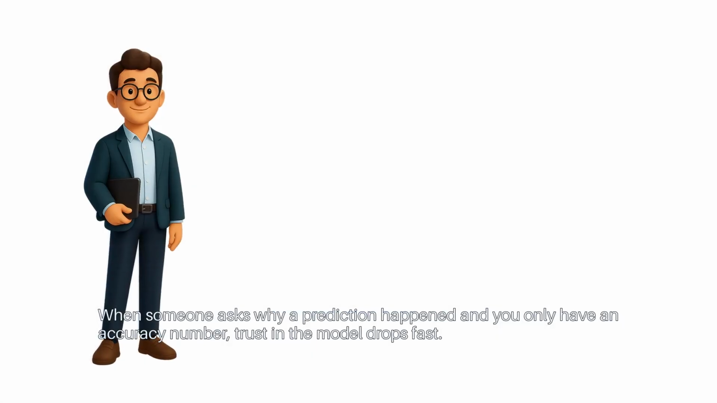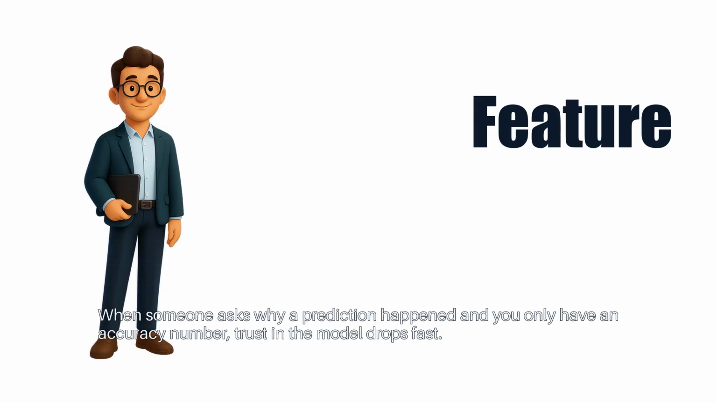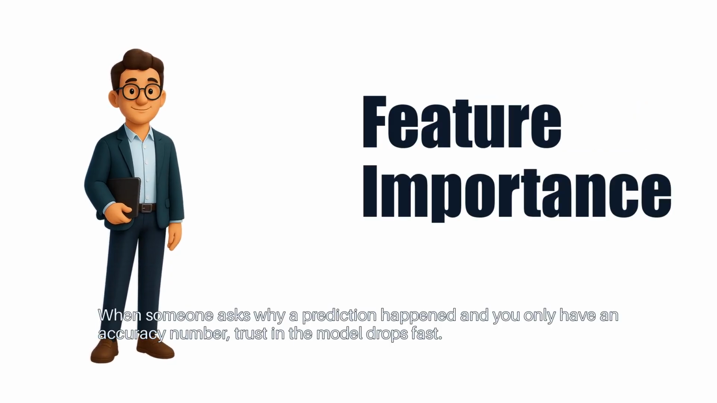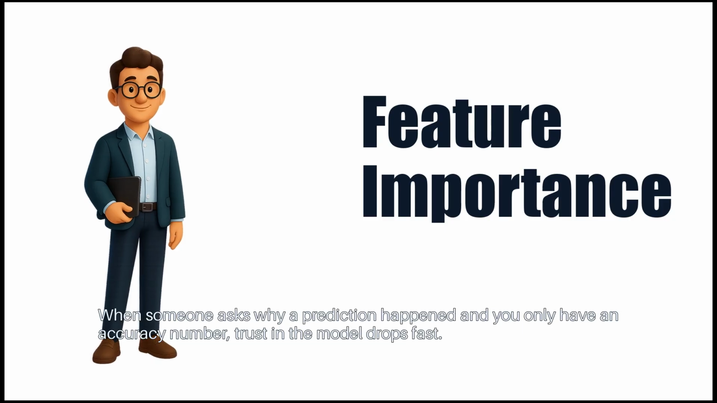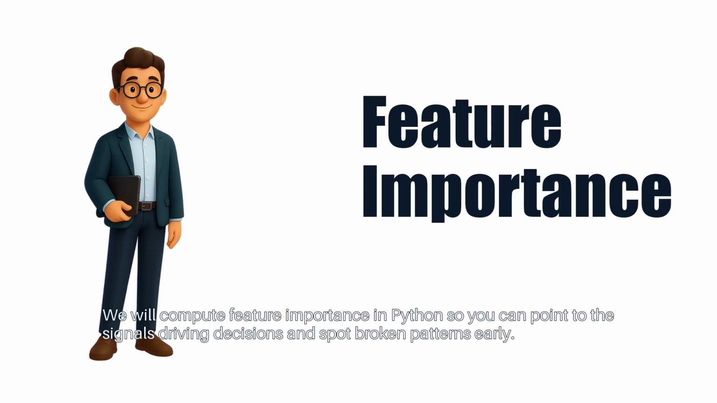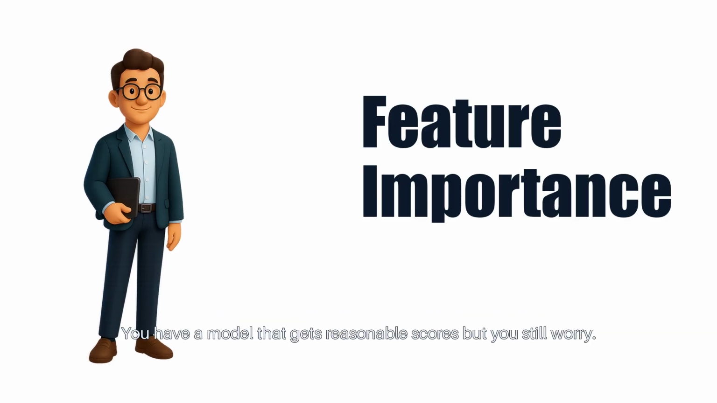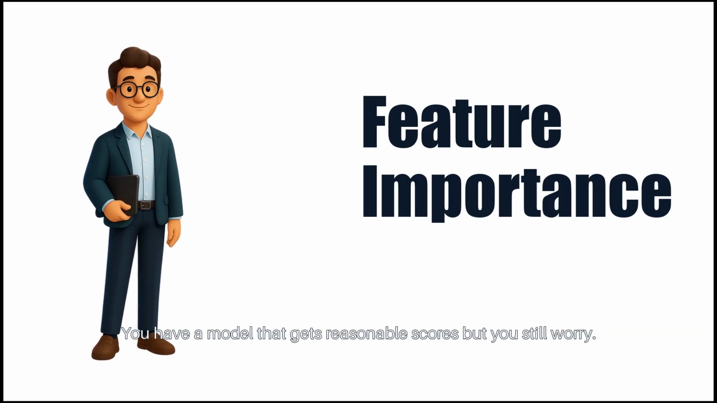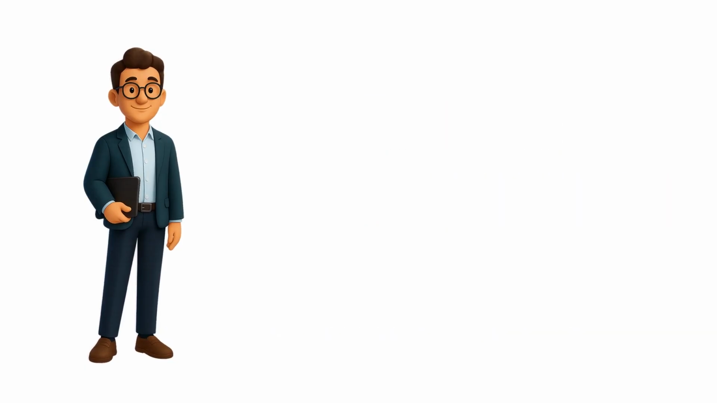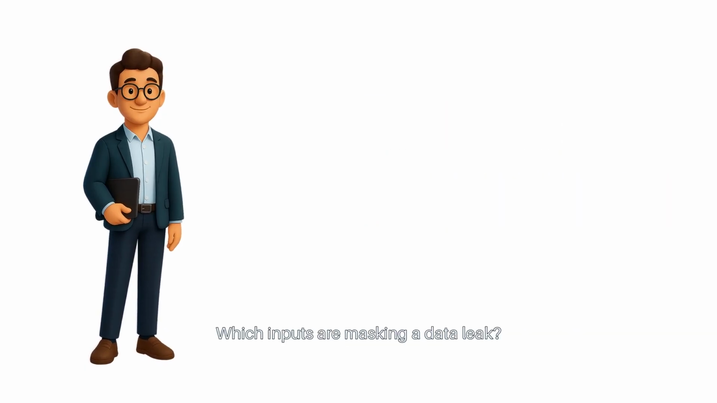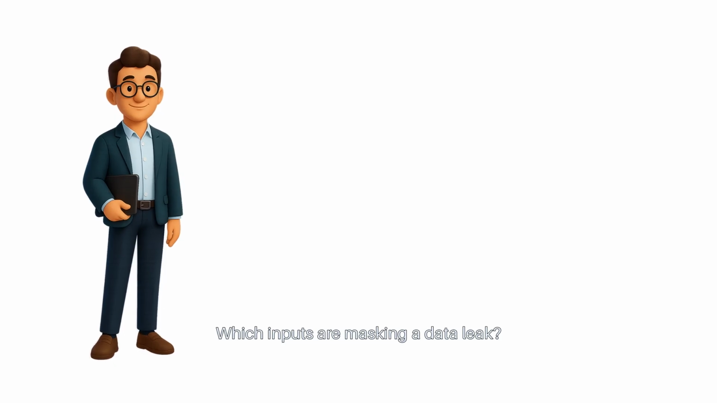When someone asks why a prediction happened and you only have an accuracy number, trust in the model drops fast. We will compute feature importance in Python so you can point to the signals driving decisions and spot broken patterns early. You have a model that gets reasonable scores, but you still worry. Which inputs matter? Which inputs are masking a data leak?